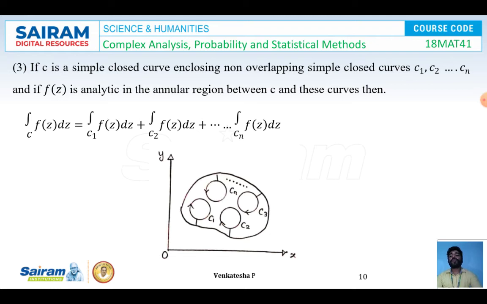Third consequence: if C is a simple closed curve enclosing non-overlapping simple closed curves C1, C2, etc., Cn, and if the function f of z is analytic in the annular region between C and these curves, then the integral over C of f of z dz will be equal to the integral over C1 of f of z dz plus the integral over C2 of f of z dz plus so on, plus the integral over Cn of f of z dz. So I'm taking the XOY plane. This XOY plane contains a curve C, and this curve C has n number of curves like C1, C2, C3, Cn. So then the total area of the curve C will be equal to the total area of the curves C1 plus C2 plus Cn and so on.